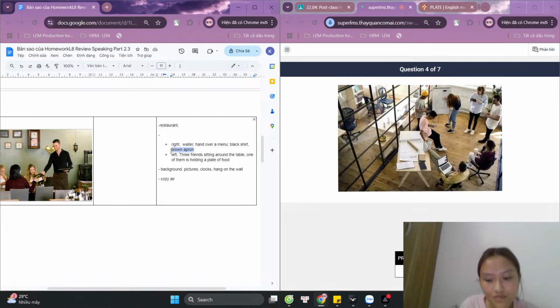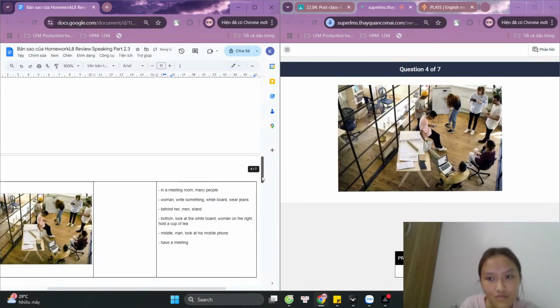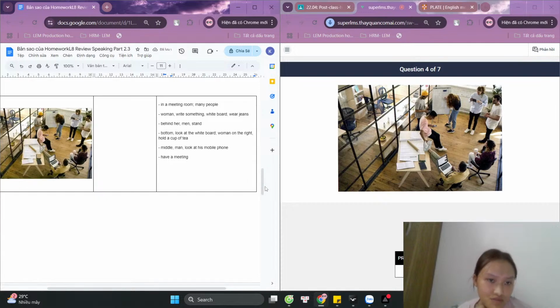Meeting room, whiteboard, the main hours, standing on the right-hand side, at the bottom.